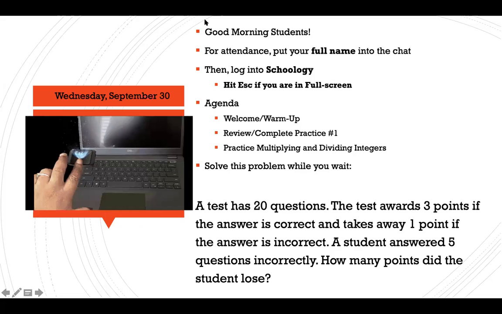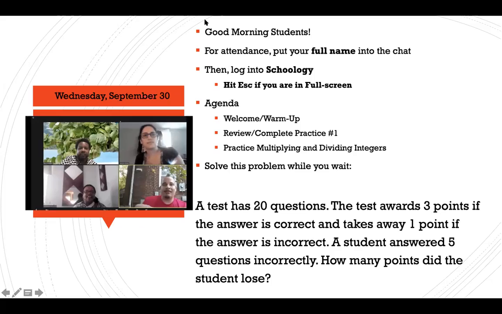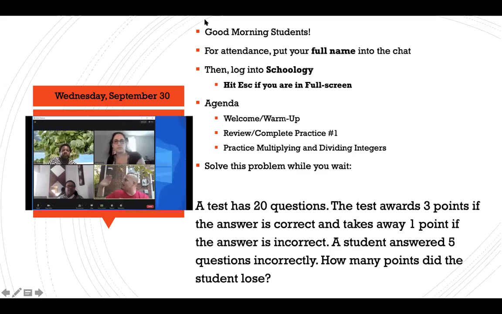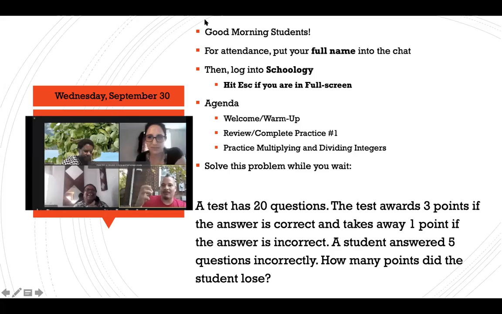Okay. Yeah, so this question, don't overthink it, right? Look at exactly what it's saying to you. There's a lot of information in here that we don't need. I don't need to know that the test has 20 questions to answer this question at all. I don't need to know that at all, but it tells me anyway.